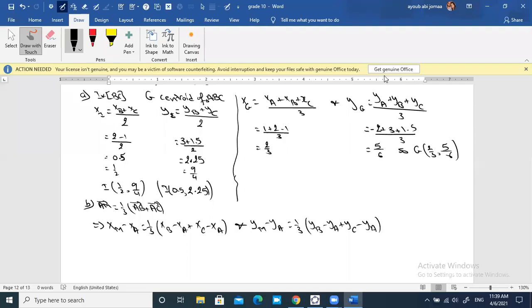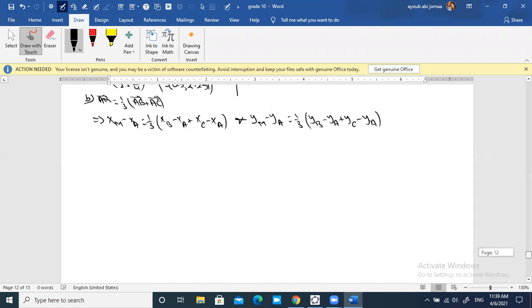So vector AM is 1 over 3 (AB plus AC). It means that x of AM is 1 over 3 (x of AB plus x of AC). So xM minus xA is 1 over 3 ((xB minus xA) plus (xC minus xA)). Similarly for y.